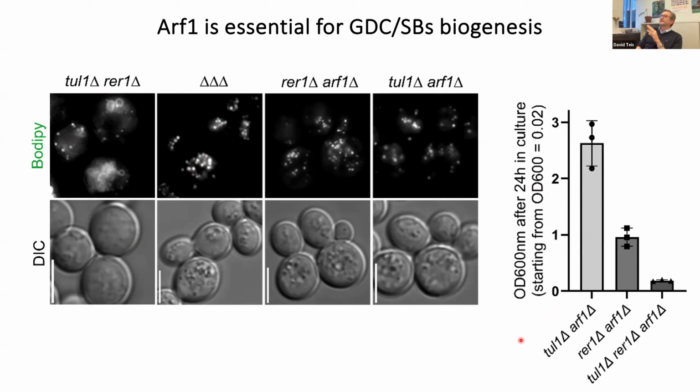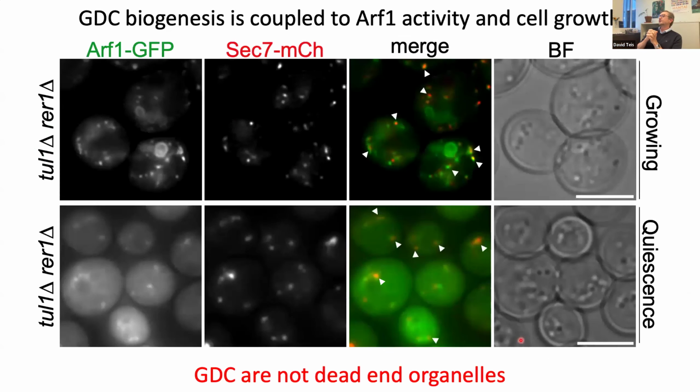And what we also noted is that these Golgi-derived compartments are not dead-end compartments, but they depend on the growth of cells and probably on the protein load that you send through the secretory pathway. So in growing cells, you form these ARF1 positive GDCs, but as cells enter quiescence and stop to grow, ARF1 gets inactivated, relocalizes from the membrane, and now these GDCs are also no longer formed. So these multilamellar organelles that are rich in neutral lipids are not dead-end compartments, and somehow they respond to the protein load of the secretory pathway.